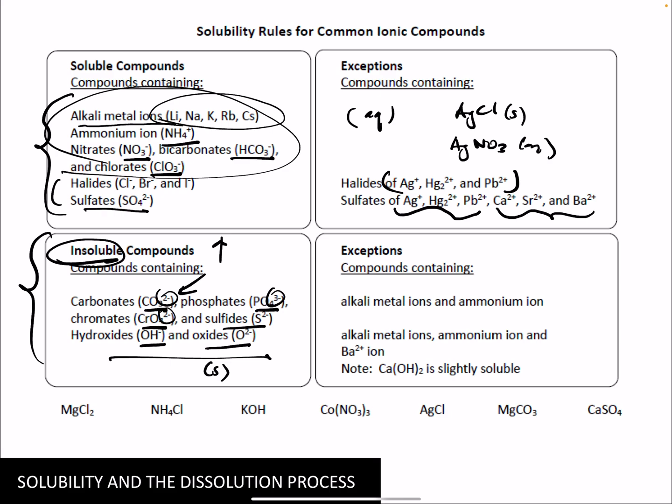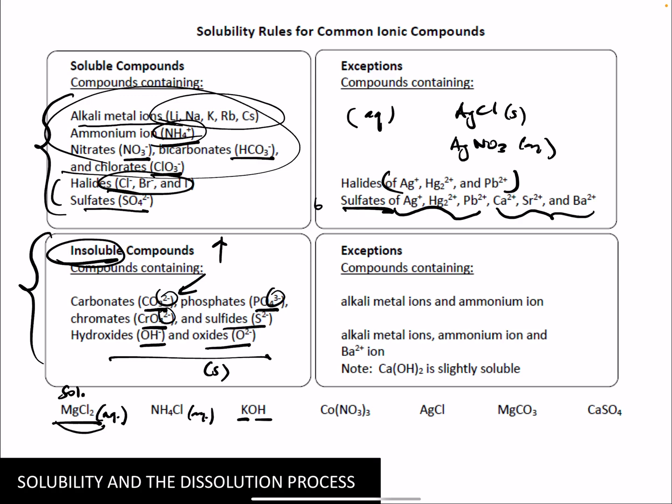Let's practice using these. When you see magnesium chloride, you remember that chlorides are usually soluble with six exceptions: silver, mercury, lead, calcium, strontium, barium. Magnesium is not one of those, so it's soluble. We'll write aqueous. Ammonium chloride: halides are usually soluble with the exceptions, but ammonium ions are always soluble, so we know it'll be aqueous.